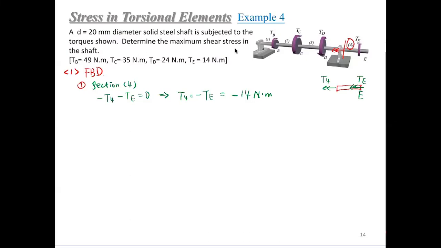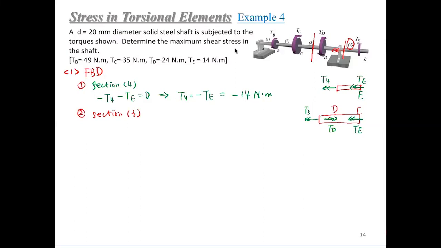Okay, here's the second step. Let's look at section 3. In section 3, we cut it from here to make it free, and add the internal torque outward, right? So we will get such a section, and you have point D and point E. We add this internal torque T3, and then what is the TD? Using your right hand rule, TD will be pointing right. This is our TD. The TE, the same as above, is pointing left.